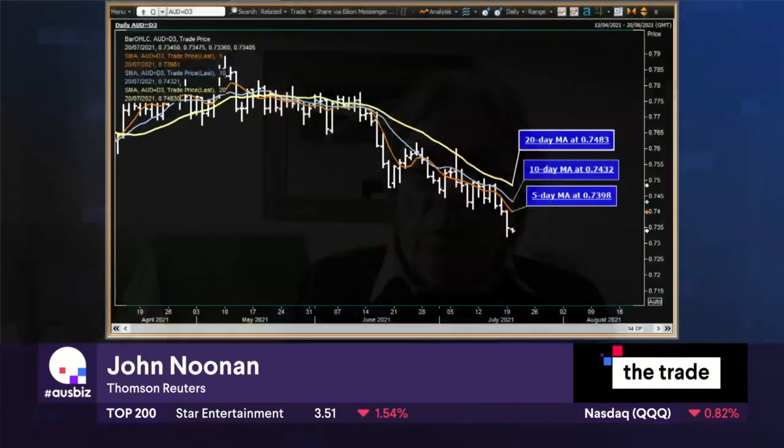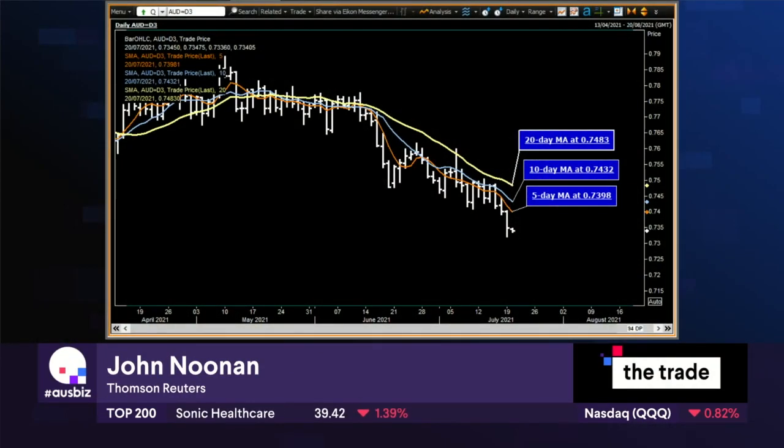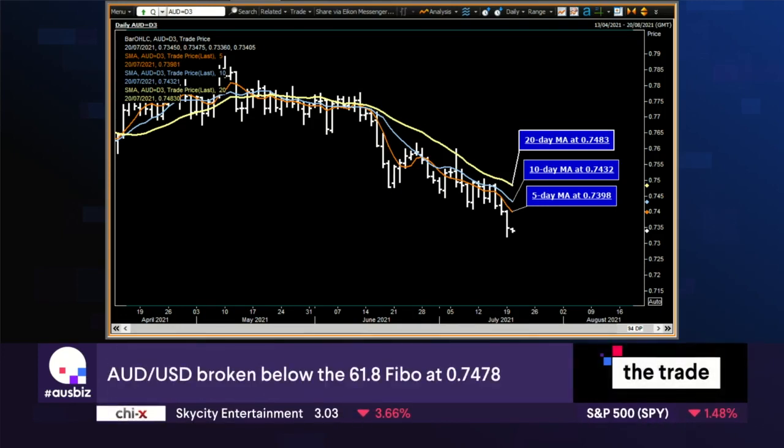I think part of the reason was because we've been in lockdown. The RBA has been a little bit more dovish than some of the other central banks. But today, as you say, overnight especially, we cracked lower. So this is a daily Aussie-US chart, and as you can see, a short-term trend lower is well in place.